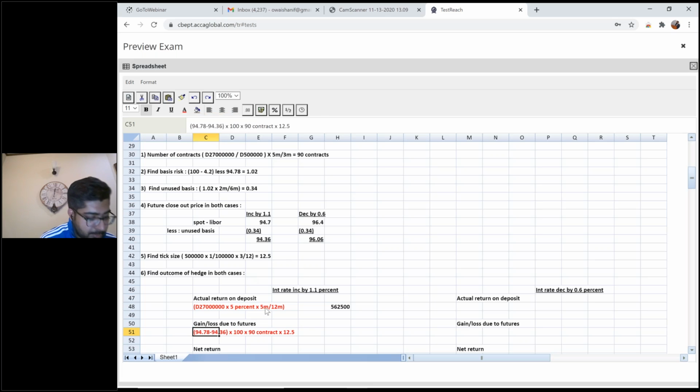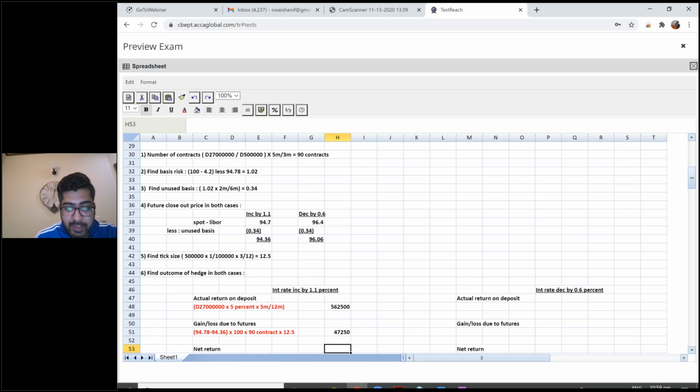So the answer will be 47250. But a very important question: it's a gain or a loss? It will be added or deducted.